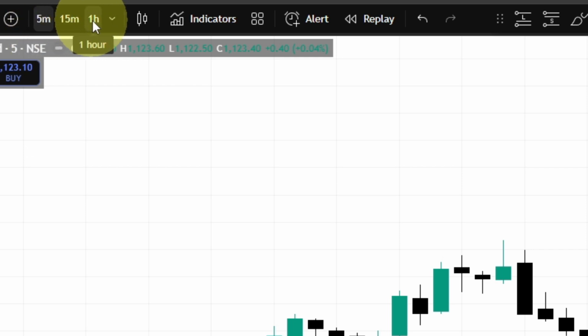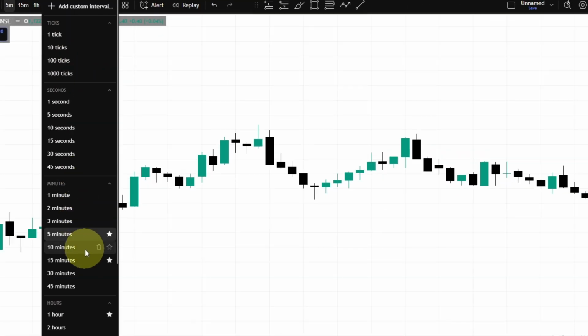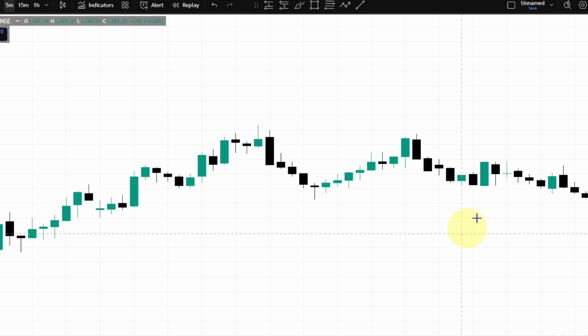If you don't see these options, you need to just click on this little arrow, and after clicking you will find 5 minutes in this drop down menu. Click on it, and you will see our chart is converted into a 5-minute chart. Because today we are going to do our intraday strategy on Bollinger Band, we need to plot Bollinger Band on our chart.